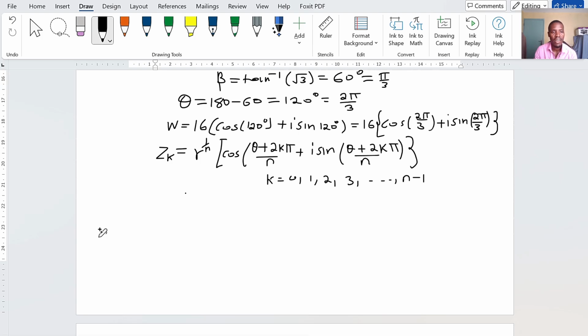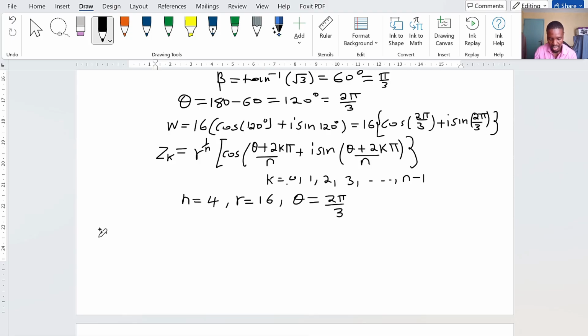Okay, so our n already we know. N is 4 because it was z power 4. Our r we already know, 16. We calculated that. And our theta we calculated to be 2 pi over 3. So work must be done. So we are going to get thetas, or the angles, at k equals 0, and so on, as we proceed. And remember, our n is 4.